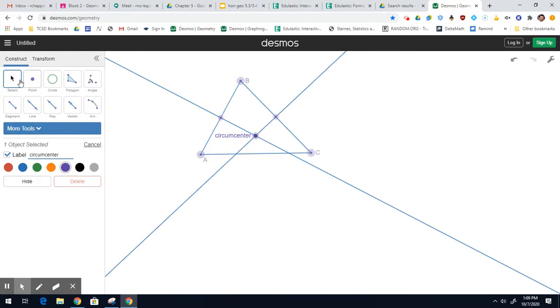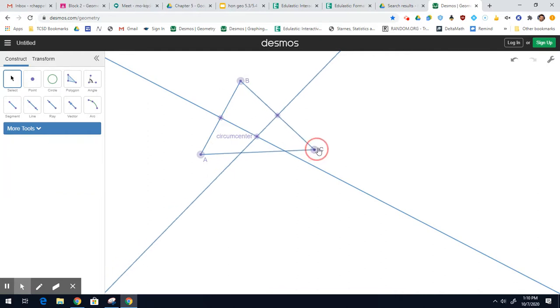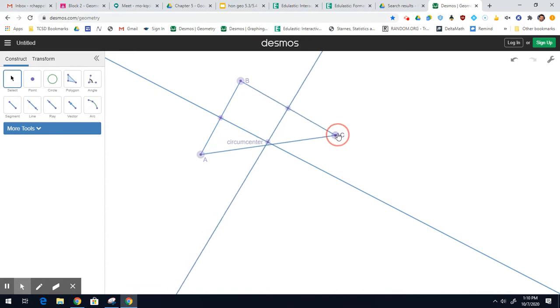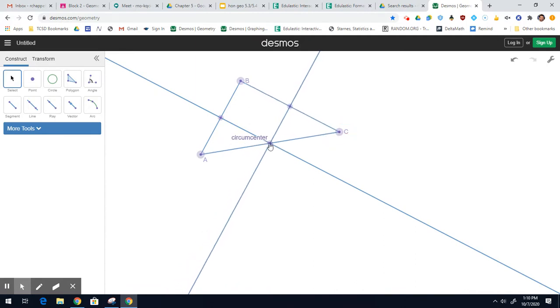Now, what about the type of triangle and where the circumcenter is located? So this triangle is acute, right? All 3 angles are acute. Notice it's inside the triangle. I'm going to move C so that angle B becomes a right angle, and watch what happens. As I become more like a right angle, look at where that circumcenter goes. It goes along the side of the triangle. This is actually the hypotenuse, right? So if you have a right triangle, your circumcenter is the midpoint. It's actually the midpoint of the hypotenuse because it has to be equidistant from A and C.